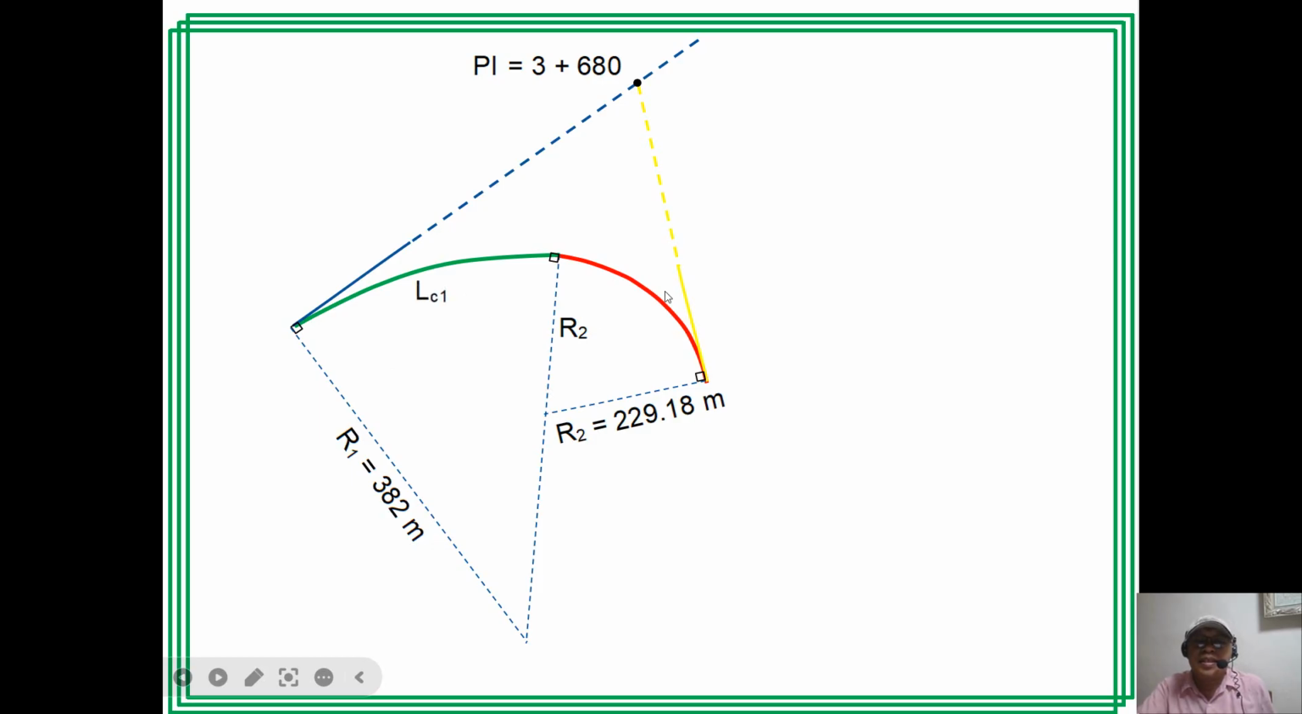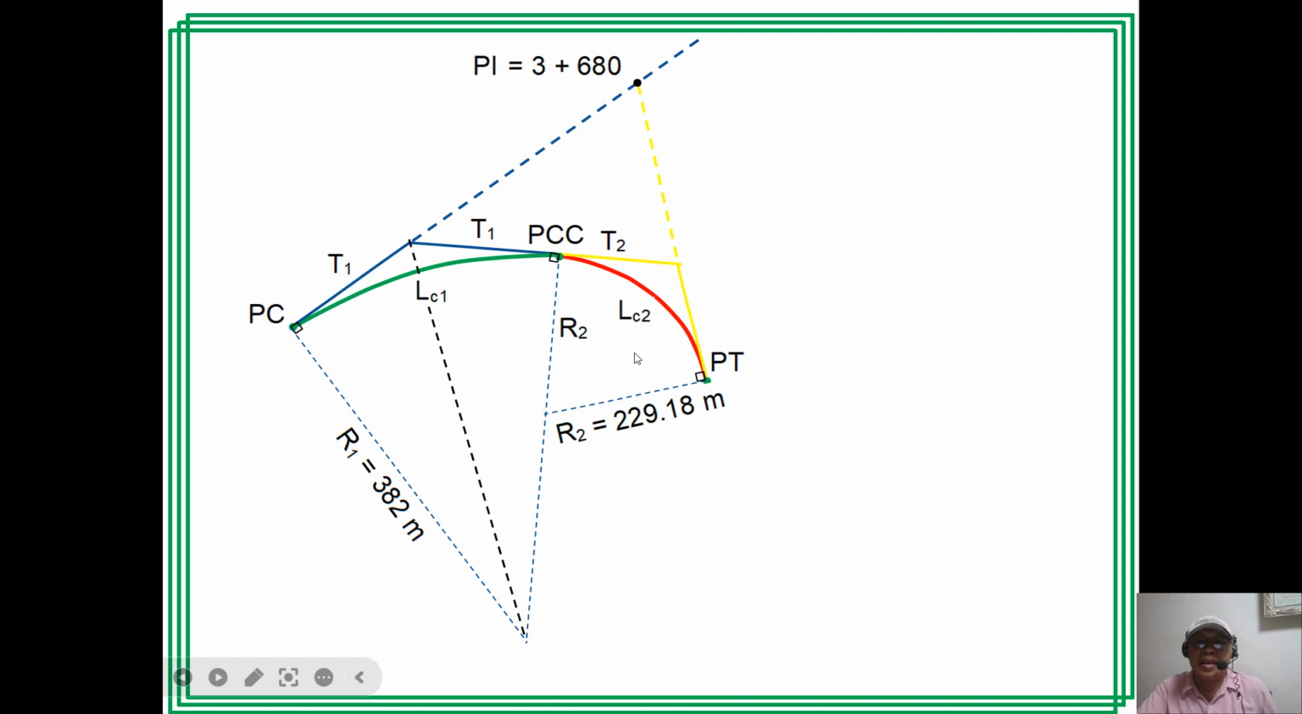Then we have LC1, LC2. So the question is the stationing of the PT, no? Ito, where PI is at 3 plus 680. Okay, so this is tangent T1. This is tangent T2. This is PCC.